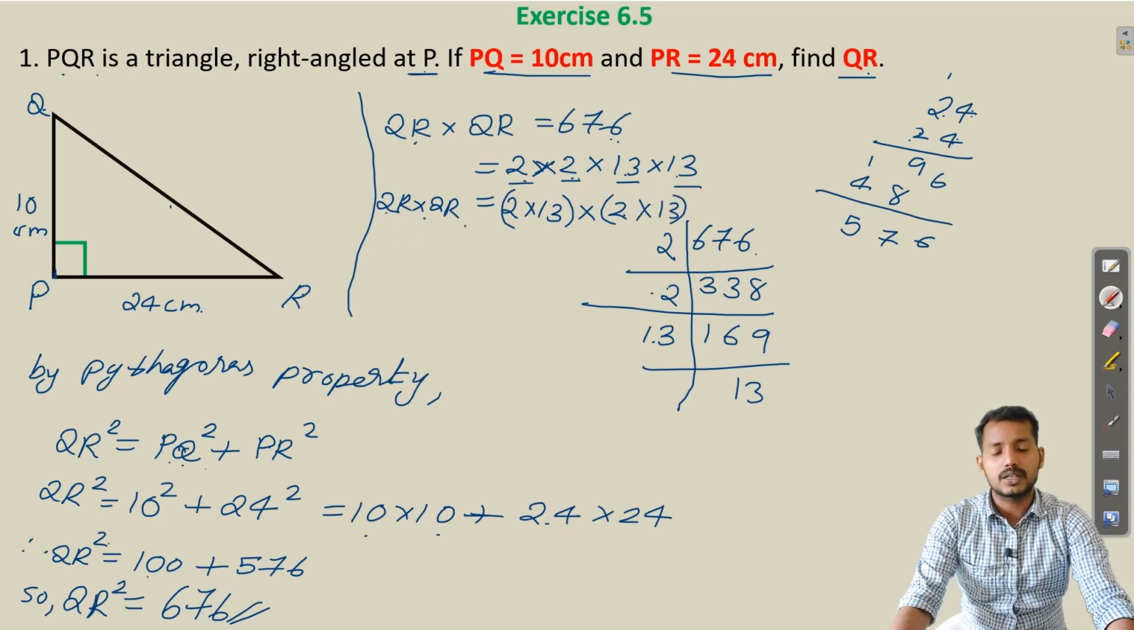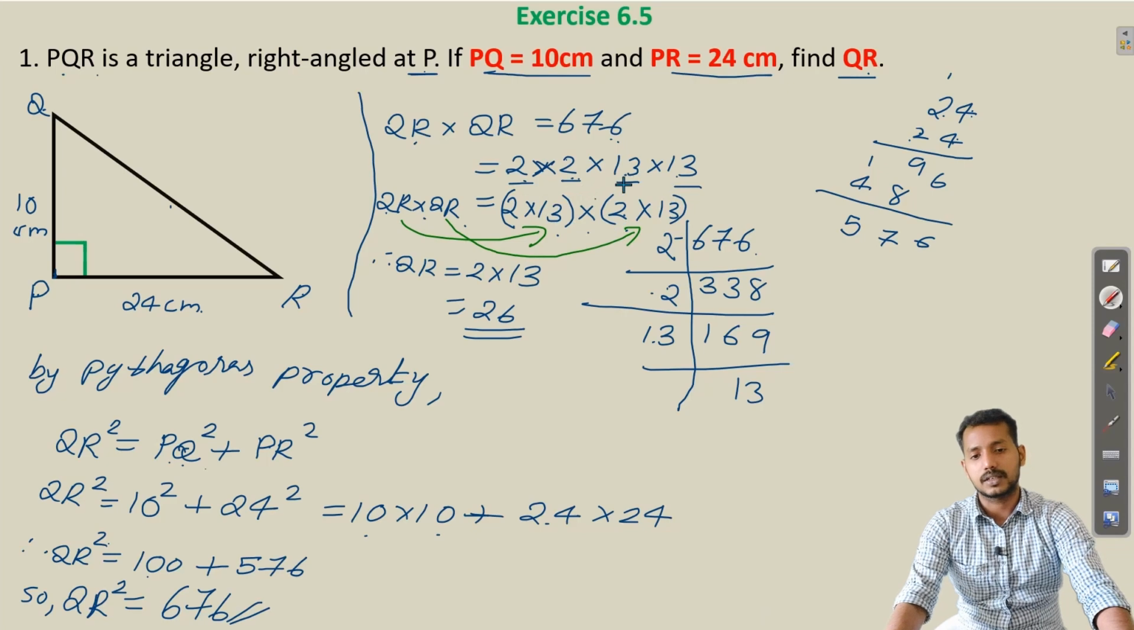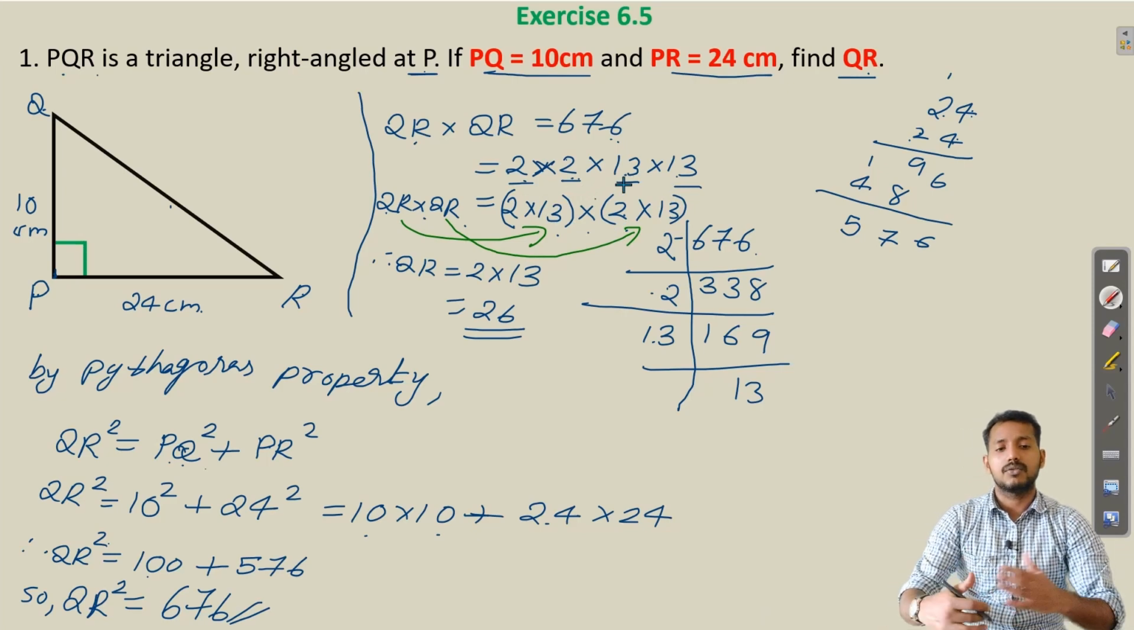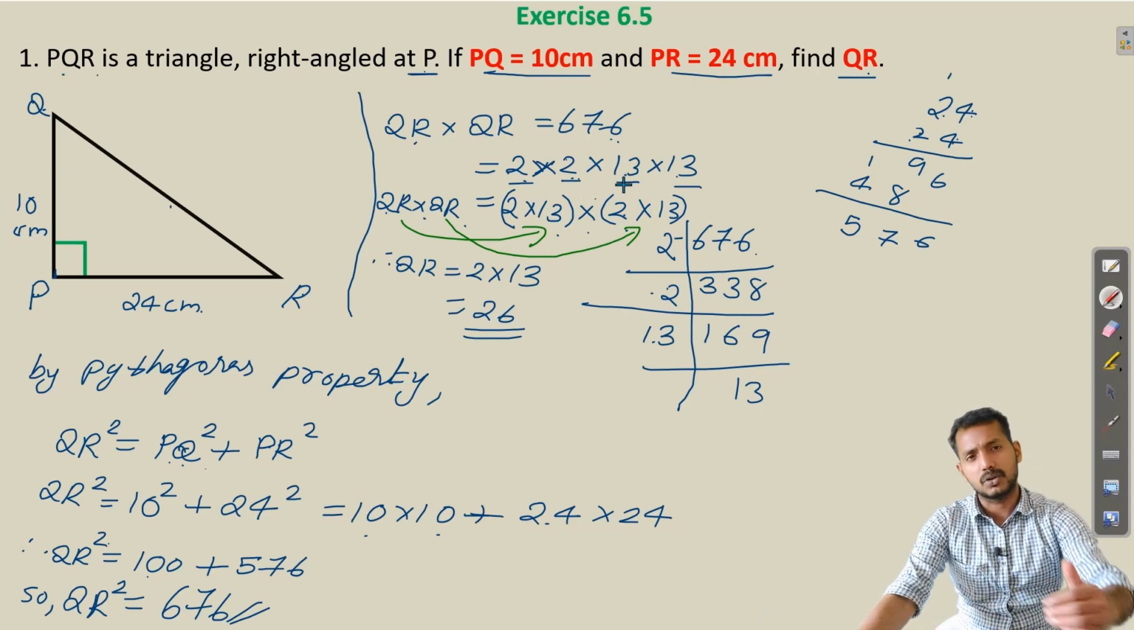So QR into QR is equal to 2 into 13 into 2 into 13. Therefore QR is equal to 2 into 13, which is equal to 26. Because one QR is one pair, 2 into 13, and the other QR is the second pair, 2 into 13. Okay, so this is the way we can find the third side or hypotenuse of any side.